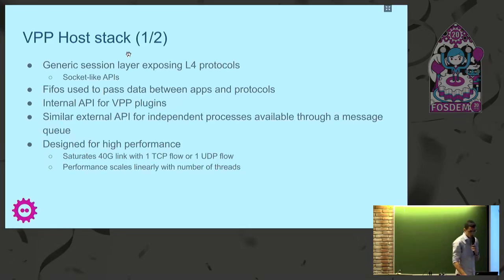high performance. So we can almost saturate a 40 gig link with one TCP flow, almost because congestion control is hard, and we can fully saturate a 40 gig link with one UDP flow. And it's built to scale linearly with a number of threads, so different sessions are always assigned to a thread, and they are completely independent from each other.